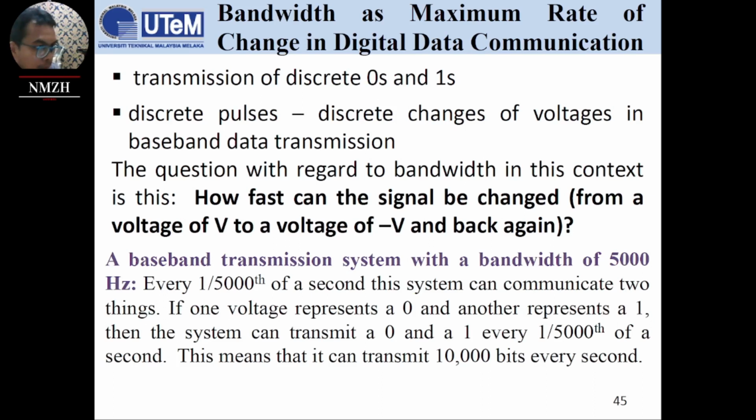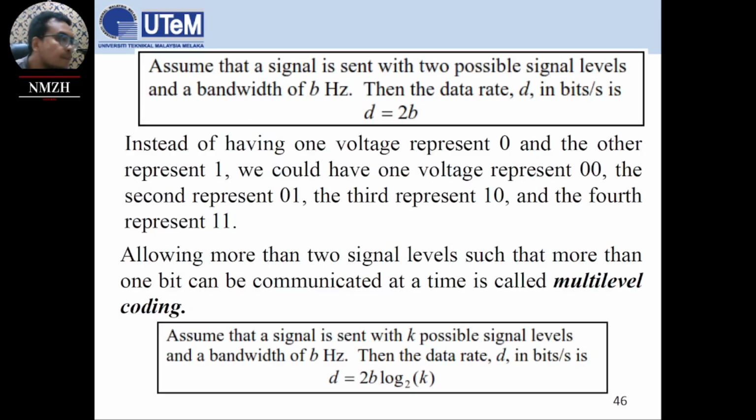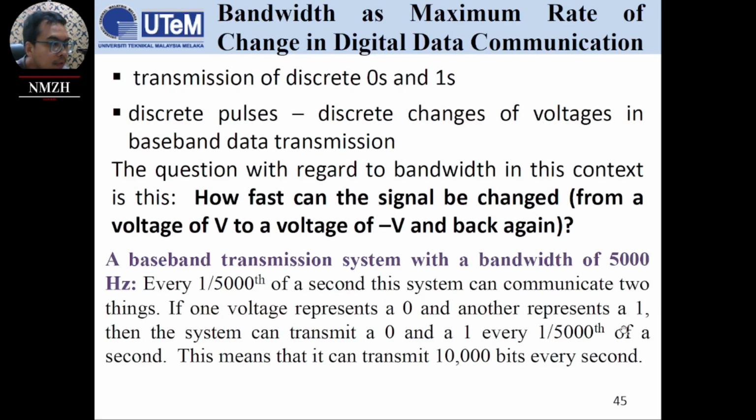So in other way, to turn it back in bits, okay? Because this is 1 bit, this is 1 bit, right? So 2 bits times 5,000, meaning 10,000 bits every second has been transmitted. So assume that the signal is sent to two possible signals as the previous example, 0 and 1. So meaning the data rate D in bits per second is 2 times B.